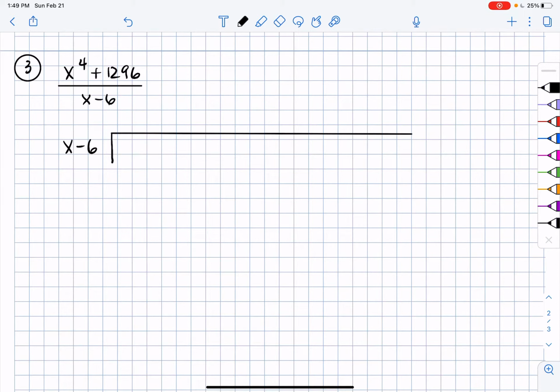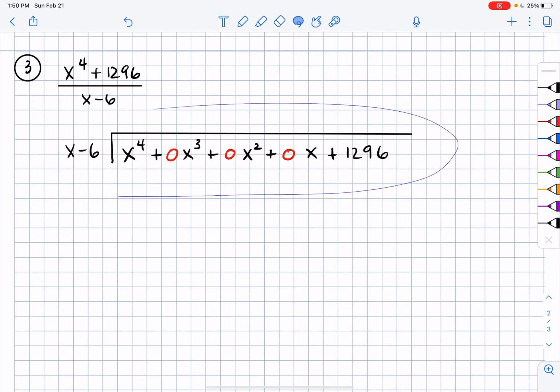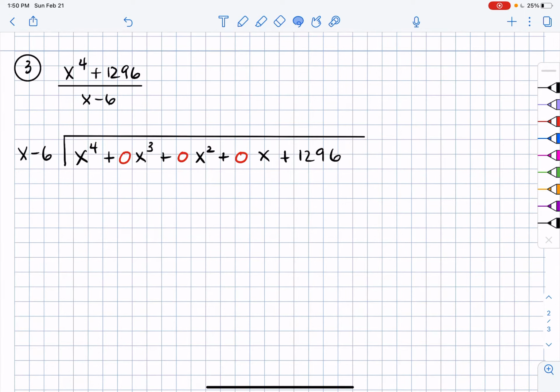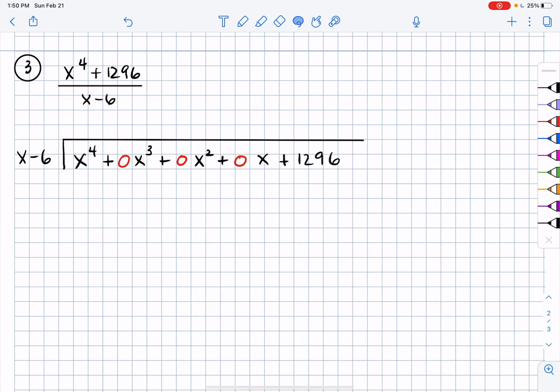So here we go. I've got x to the 4th plus 0x to the 3rd plus 0x squared plus 0x plus 1296. Notice how those keep going down in power. Do this really quick. Boom. And then take this and move it as far over to the left as possible. All right, so I'm going to show the same work.